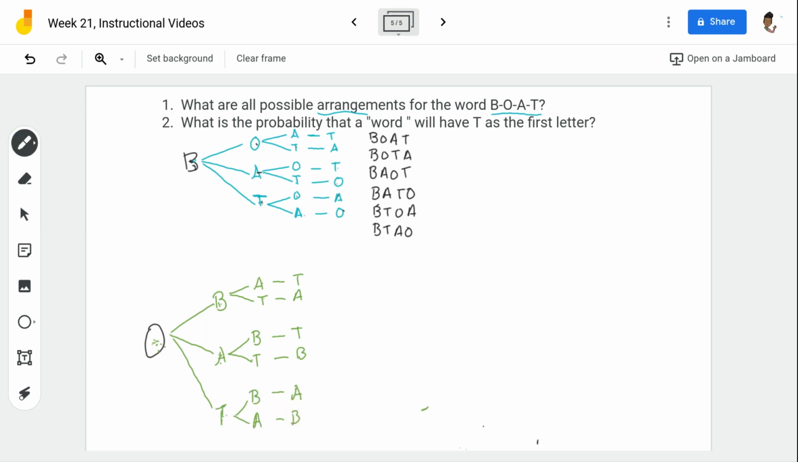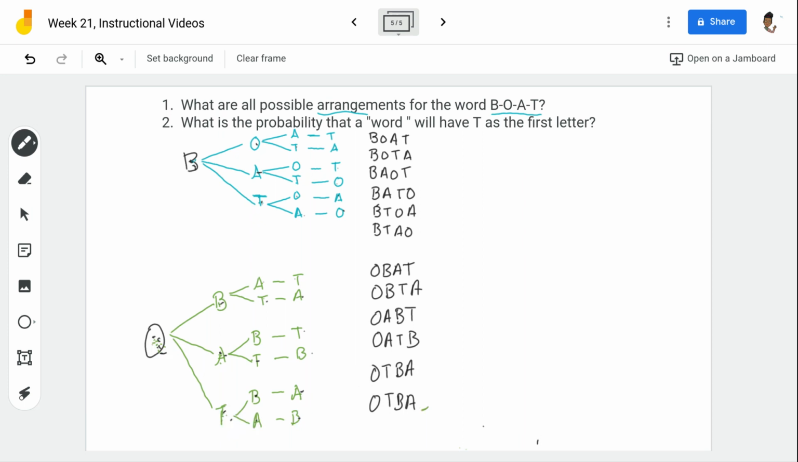So I have yet more words, and they're fictitious, but regardless, they are OBAT, OBTA, OABT, OATB, OTBA, OTAB. Well, it'd be nice if we're done, but we're not.